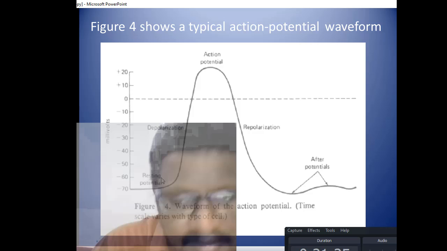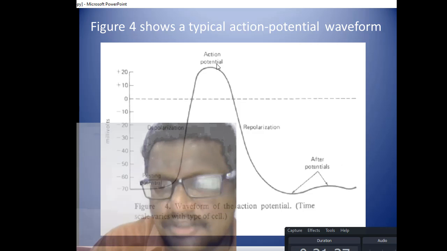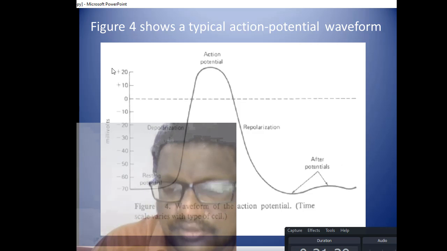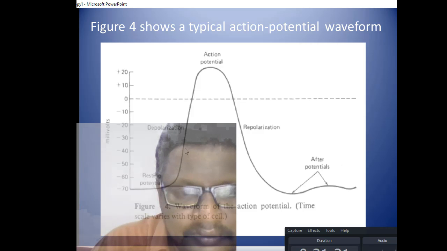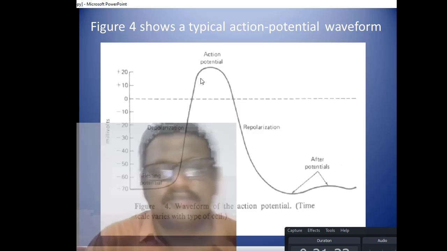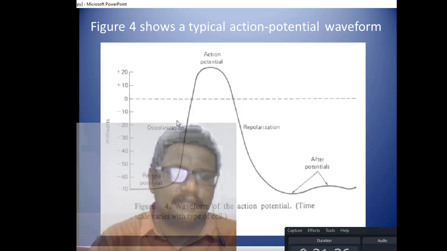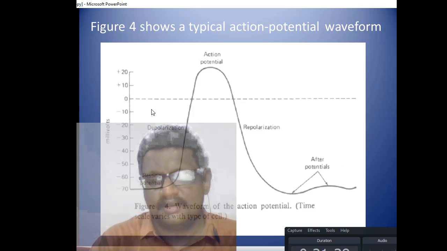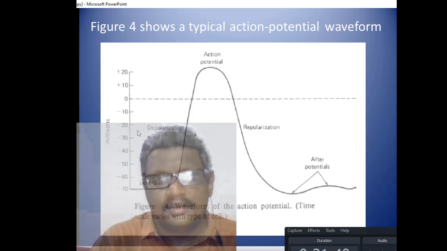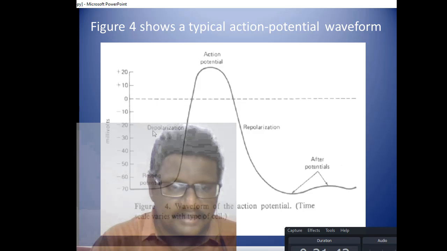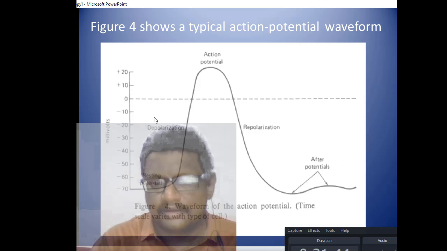So when some excitation is there, it goes to the action potential, where the inside becomes positive. More importantly, this process where the resting potential is taken to action potential is called depolarization. Very importantly, remember depolarization: first itself it comes with the negative term. Why? Because it comes from resting potential to action potential.